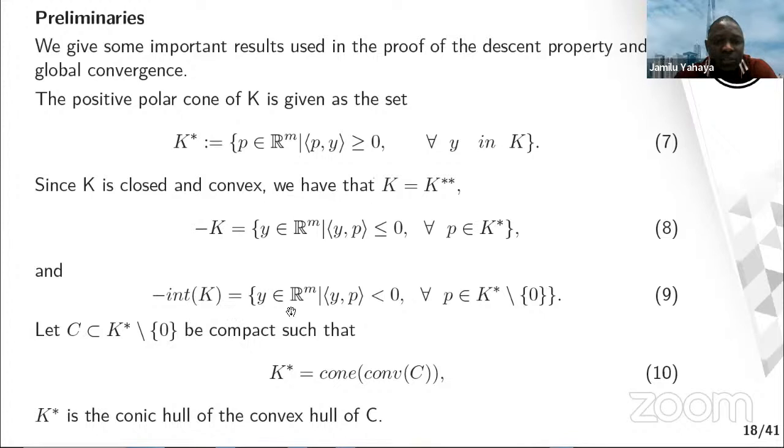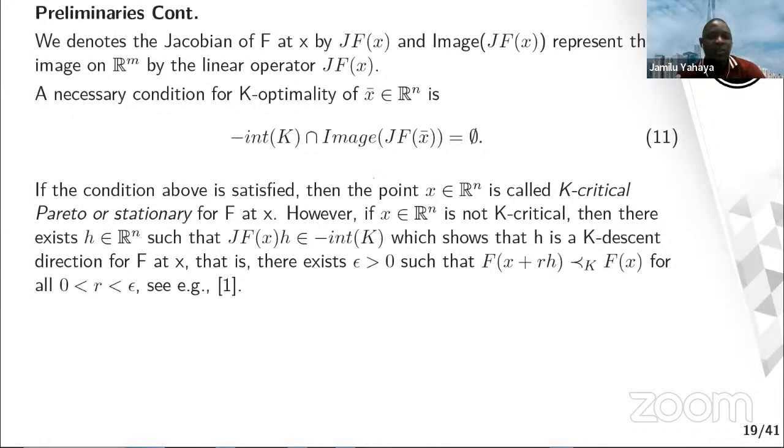Then we assume that C, in K star taking away the singleton 0, is a compact set such that we have relation 7 and equation 8. Then K star is the conic hull of the convex hull of C. That is, this K star is actually forcing C to be a cone, because we have a conic hull of the convex hull of C. So it's forcing it to be a conic hull, and it's forcing it to be a convex hull as well. So in case we are dealing with our problem and we don't have a convex cone, then we try to manipulate it and see that we have what we required.